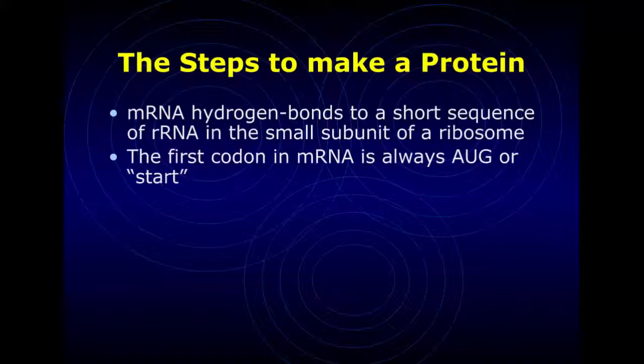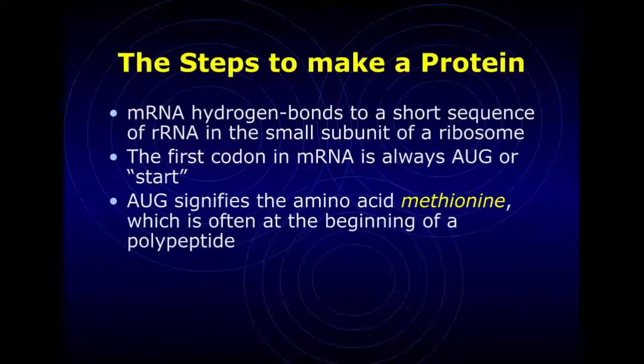The first codon in messenger RNA that's actually translated is AUG. So there's always an AUG at the beginning of where we want to start making our protein. AUG codes for start. Now, AUG also codes for methionine. So often at the beginning of a protein is the amino acid methionine. Not always, but a lot of times it's the first one there because it's also coded for by AUG.